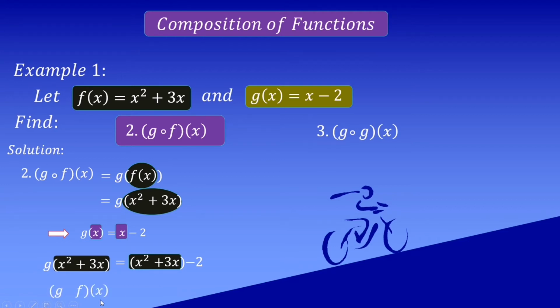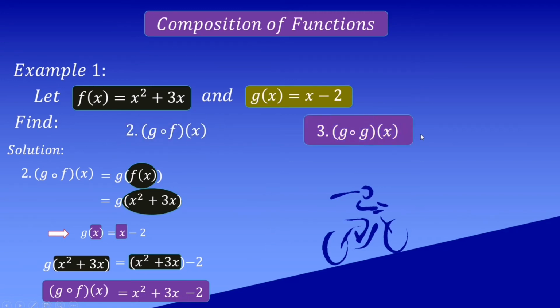Okay, so let's simplify. Our given function, the composition of g and f of x, is equal to x squared plus 3x, then add negative 2. So that is the value of the two functions. The composition of two functions g and f of x is equal to x squared plus 3x minus 2.